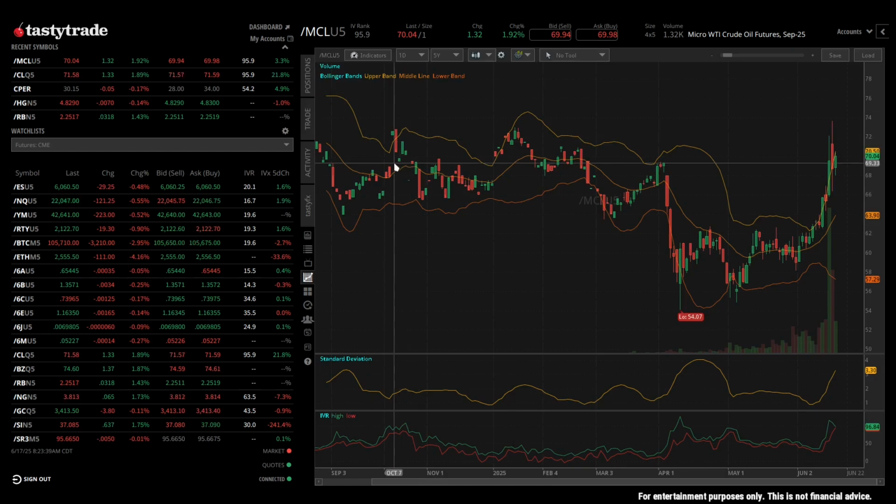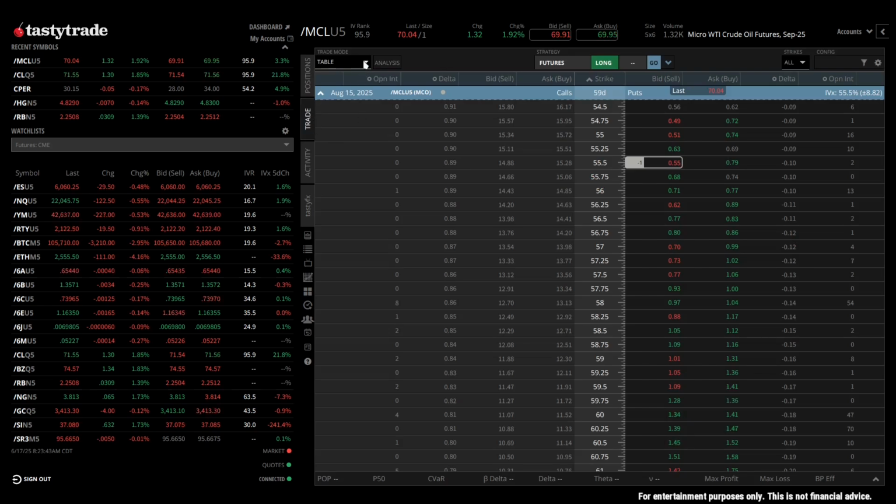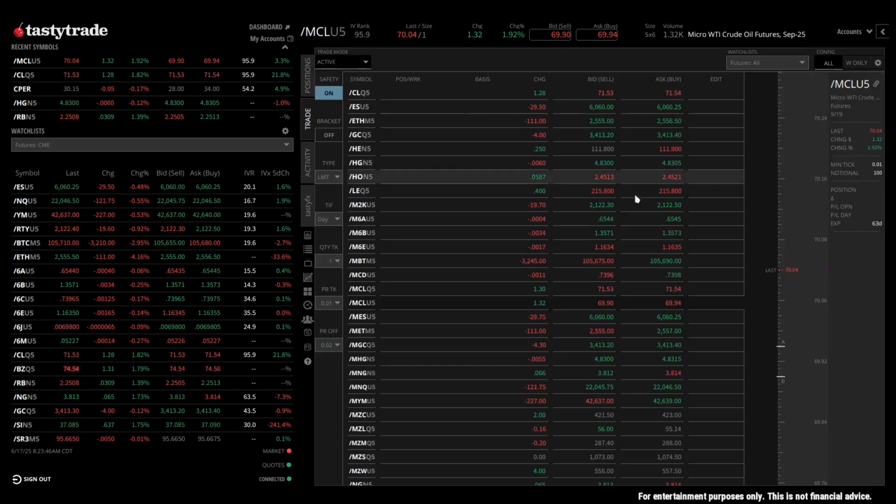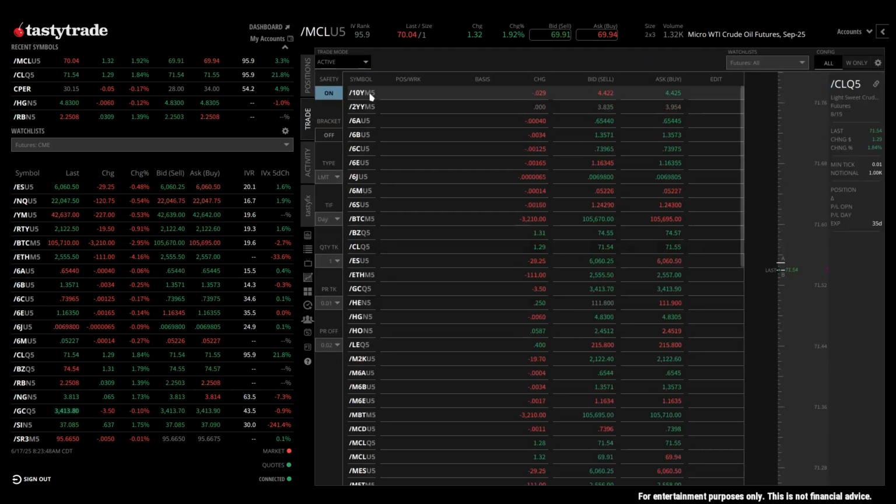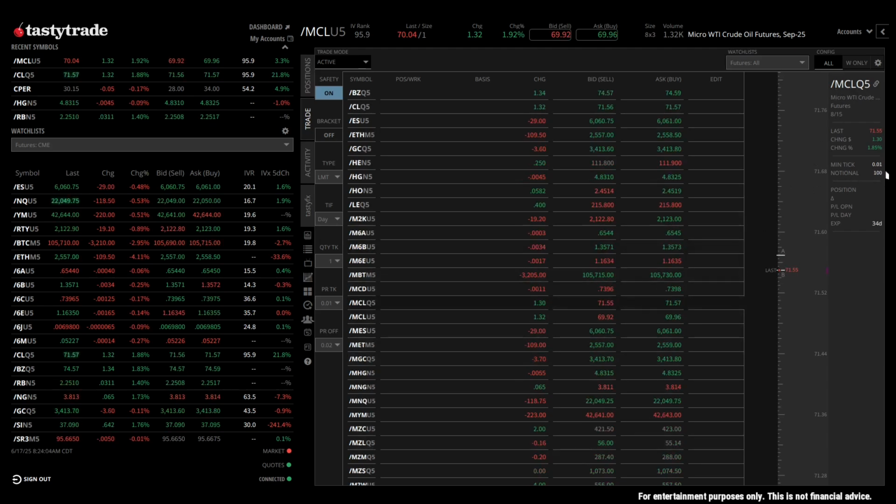But micro crude, the product itself is not terribly large. If I go into the active trade here, I go to CL. The notional for CL is 1,000. So that's the multiplier in CL. MCL, I believe, is a tenth that size. Yeah, the notional is 100 rather than 1,000. So 1/10 the size of CL.